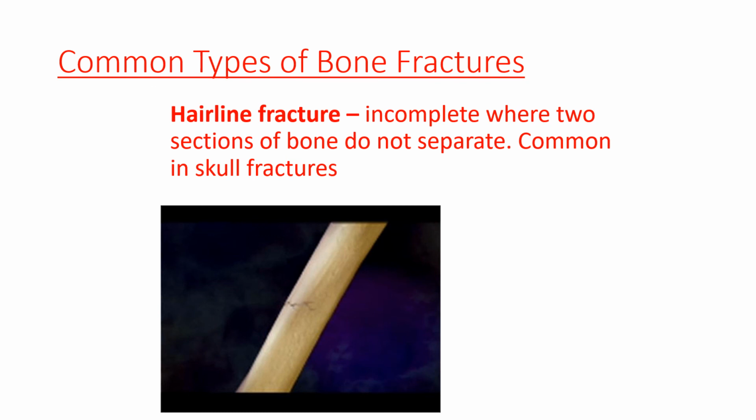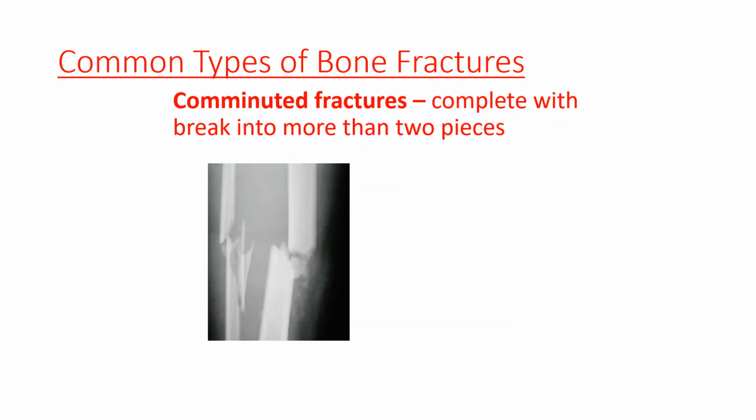A hairline fracture is an incomplete fracture where two sections of bone do not separate. This is common in the skull bones. Comminuted fractures are common in the elderly, who oftentimes have brittle bones. In a comminuted fracture, the bone breaks completely into more than two pieces. So we have several pieces of bone tissue because bone is brittle.